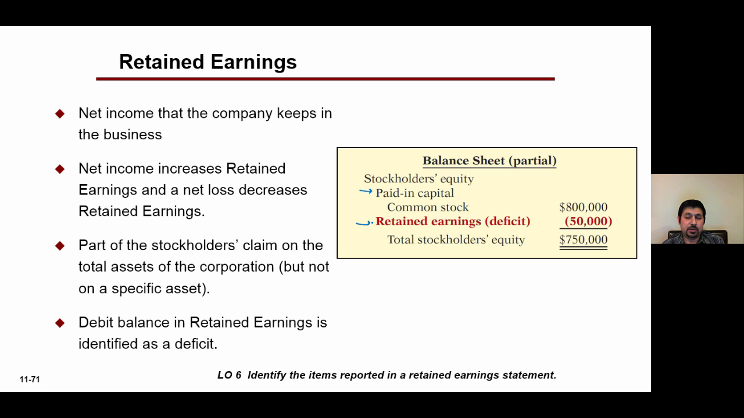Most of the time, retained earnings would have a credit balance, but in certain cases, if it does have a debit balance, that is usually called a deficit. It means that the company has a deficit here.